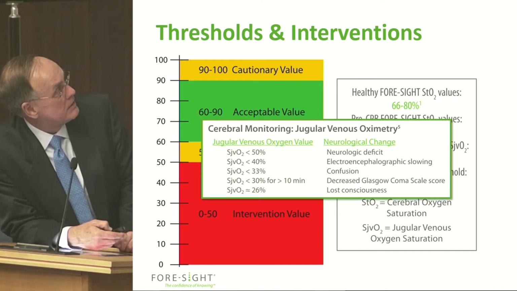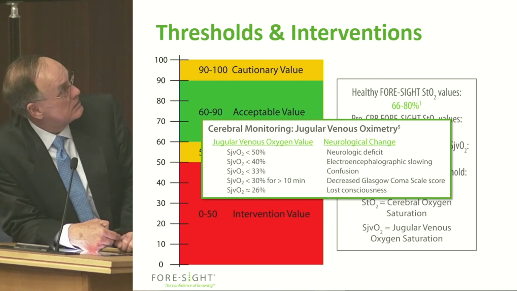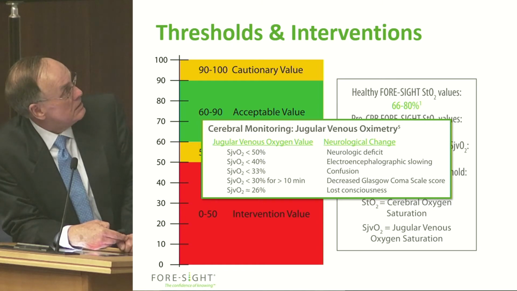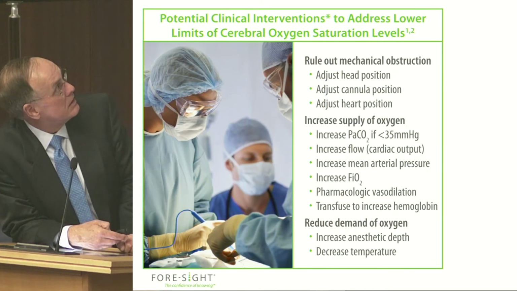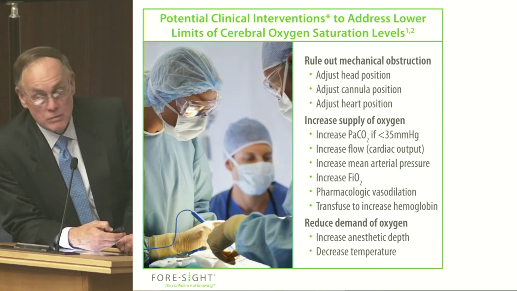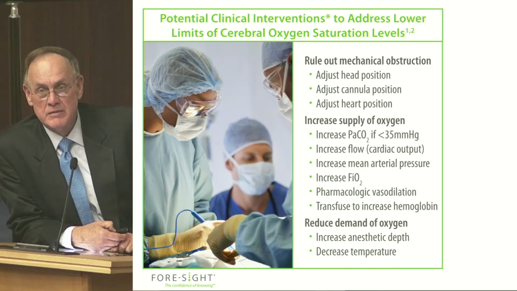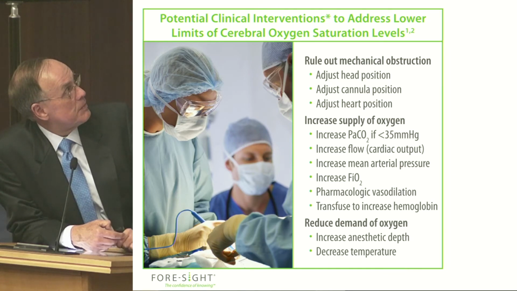This is the literature showing the effects of hypoxia at the very low values. Not that important. Now, what are the treatments for hypoxia, as indicated by the Foresight cerebral oximeter?